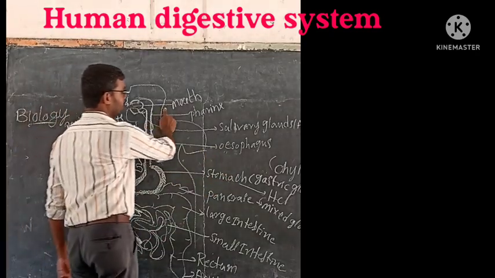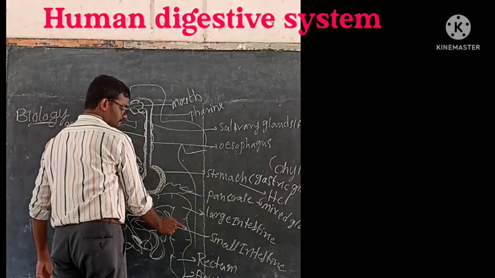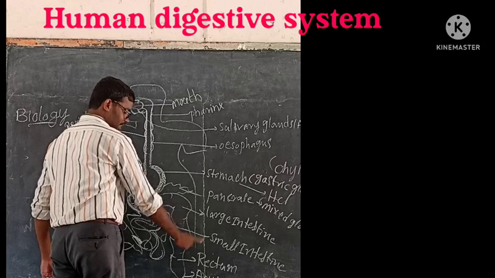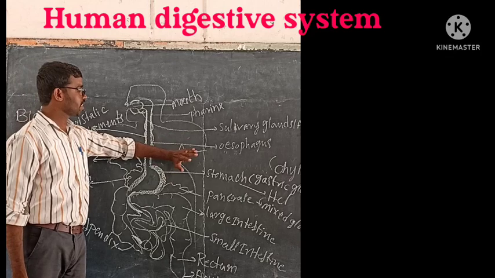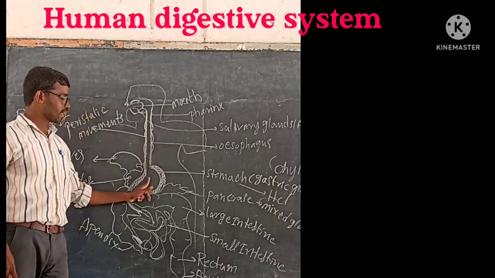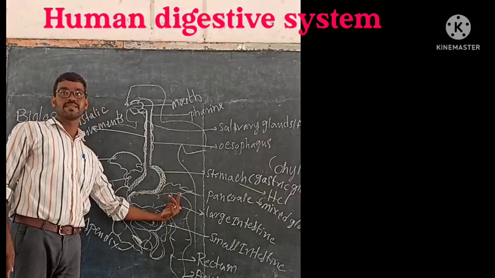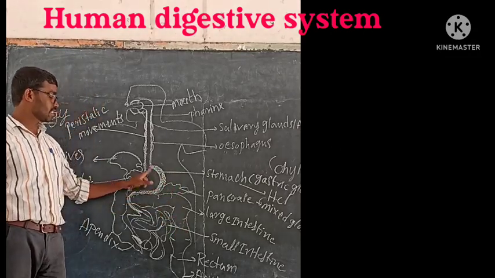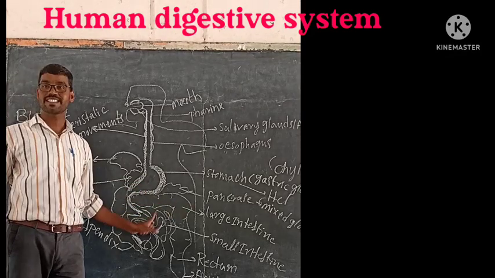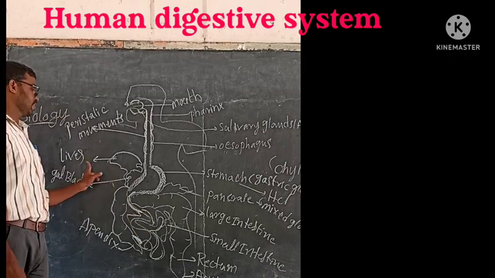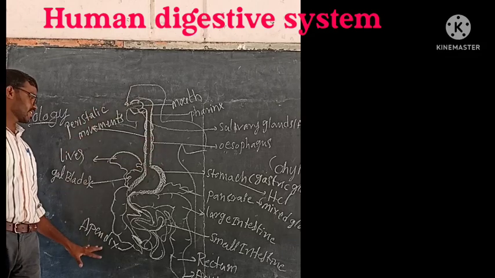So: mouth, salivary glands, esophagus, stomach, small intestine, large intestine, rectum, anus. This is the sequence. First mouth, after that you can write esophagus, stomach, small intestine, after that large intestine. In between, where the stomach connects with the small intestine, we need to attach the two tubes: one is the liver and another one is the pancreas. Okay? This is about the digestive system.